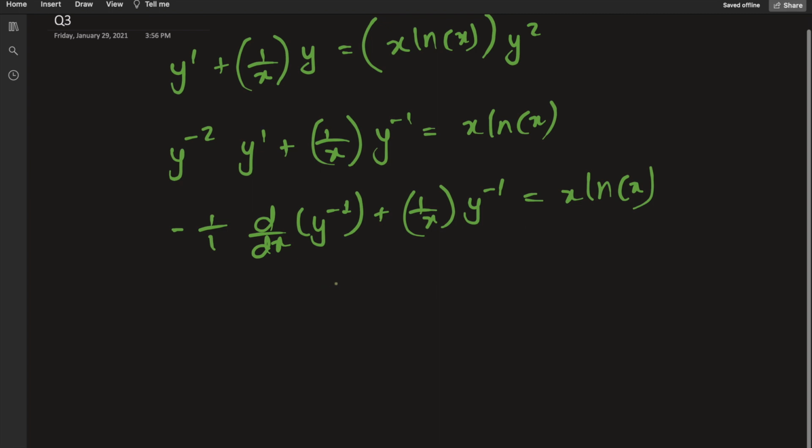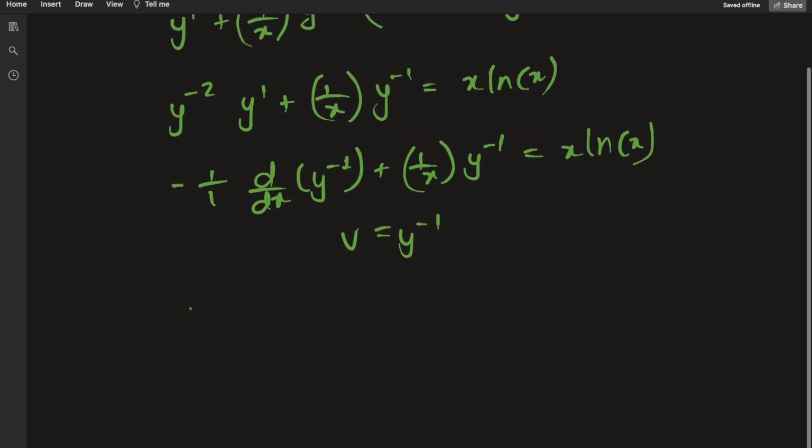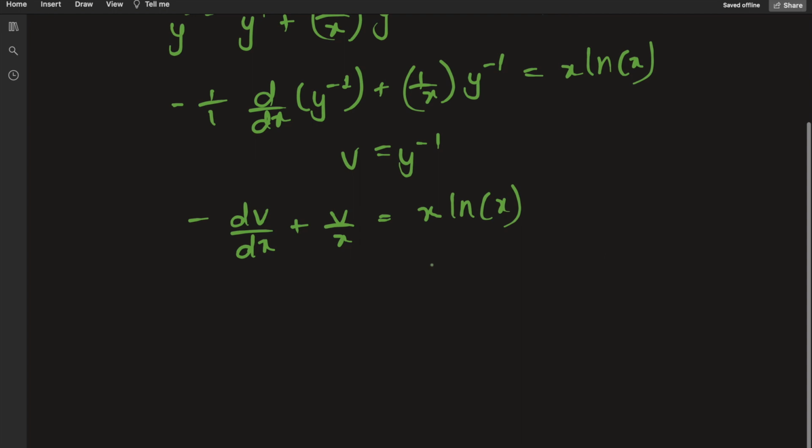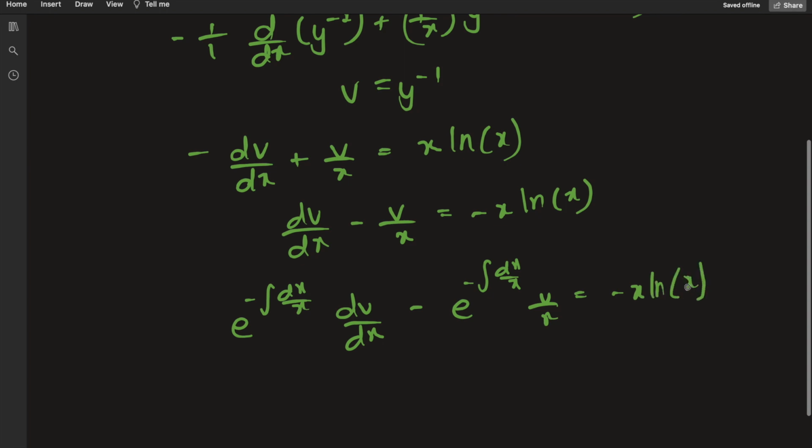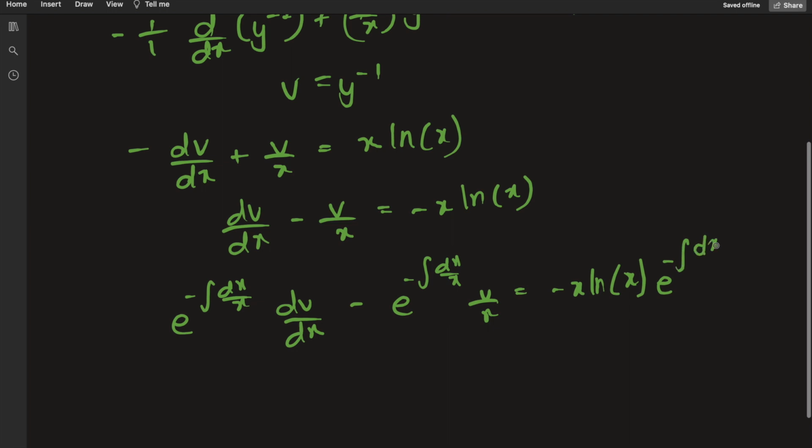Fine. Okay, you can do a variable change. v is equal to y raised to minus 1. So we have negative dv over dx plus v over x is equal to x times natural log of x, which is again going to be linear in v. Let's just get rid of this negative sign first. So the integrating factor this time is going to be e raised to negative integral of dx over x. That's because that's the thing apart from the v. dv over dx minus e raised to negative integral dx over x times v over x is equal to negative x natural log of x times e raised to negative integral dx over x.